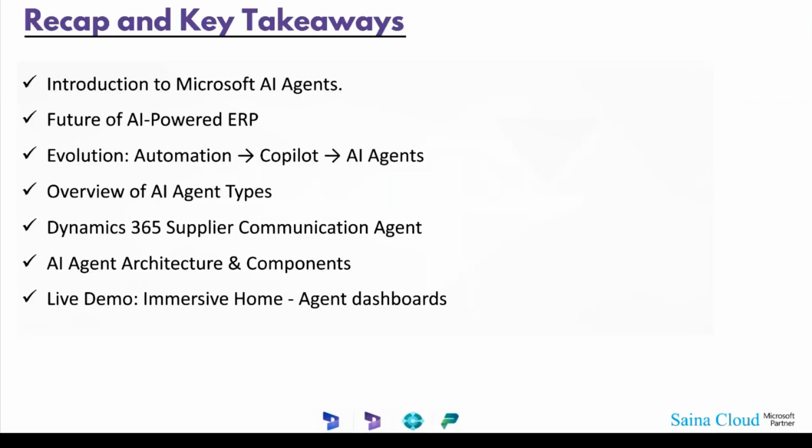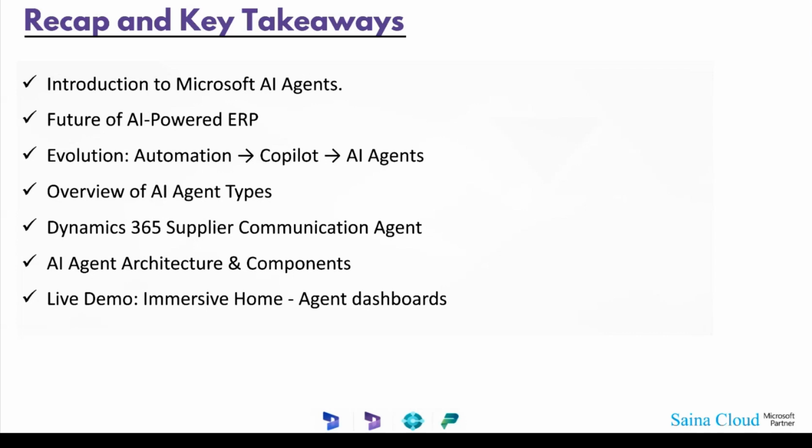Now, getting into the major topic, here is a recap and takeaways of what we covered in the first part. We covered what AI agents are, how they work, and how they play a major role in Dynamics 365 Finance and Operations. We also saw the future of AI-powered ERP, how normal automation has moved to Copilot, and the difference between Copilot and AI agents.